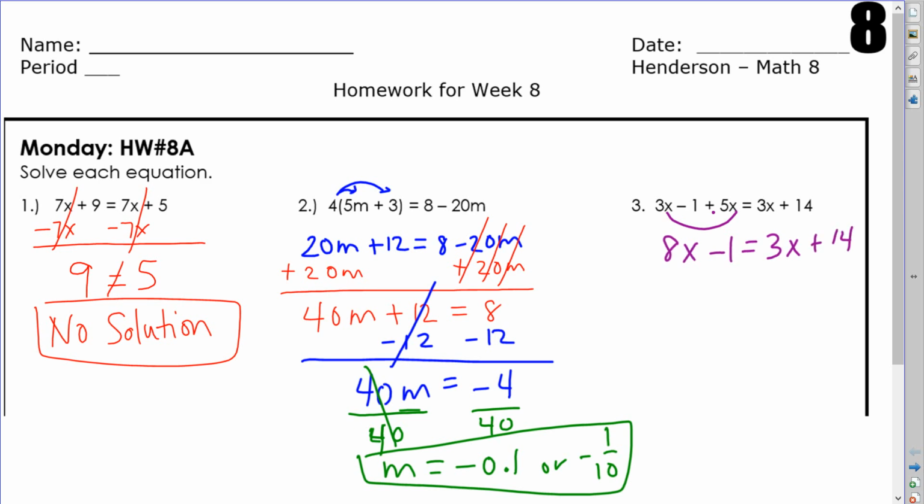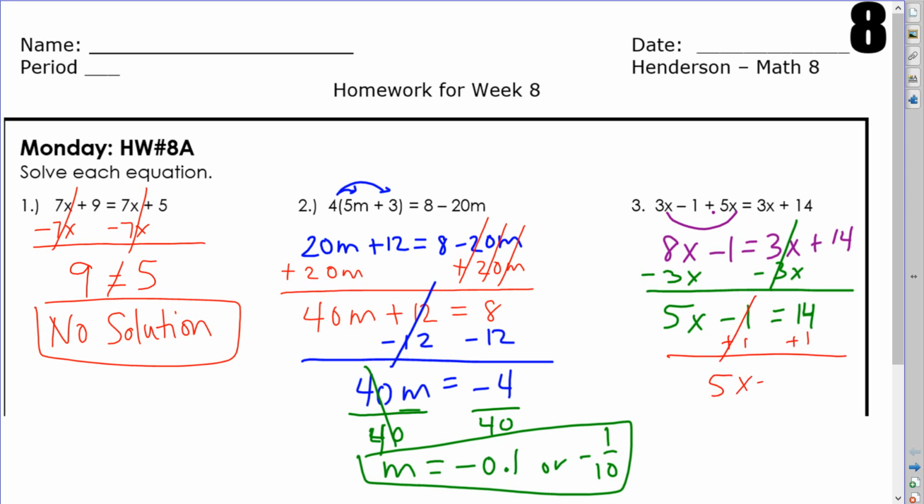Now I can use inverse operations. I'm going to subtract 3x from both sides to keep my variable positive. And now I'm going to add 1 to both sides to combine my constants. The final step is to divide by the coefficient here, and my answer will be 3.